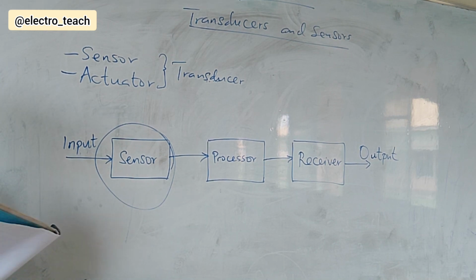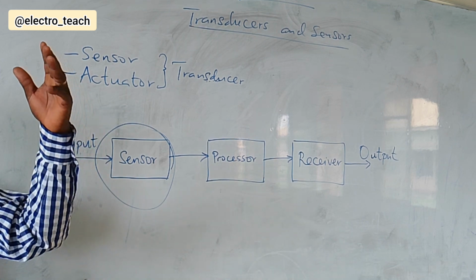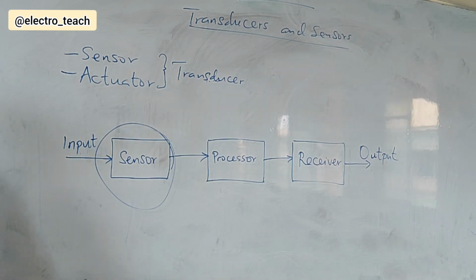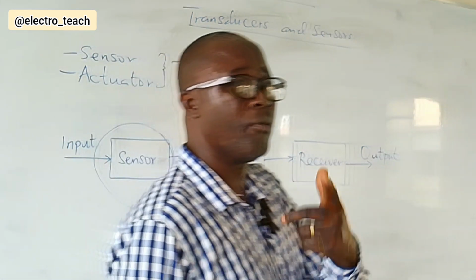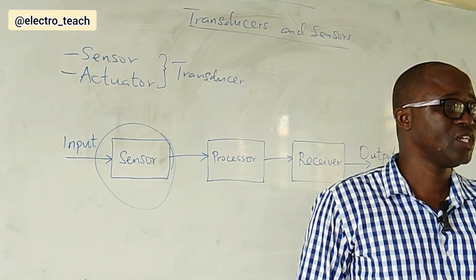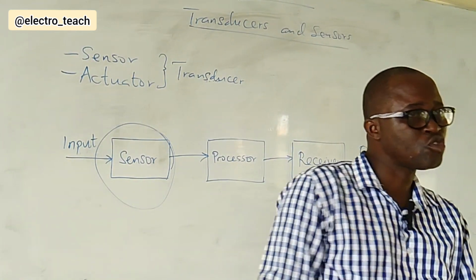Maybe you are talking about a diaphragm. What does it do? Converts displacement pressure into electrical signal. It's a transducer. Somebody said Bourdon tube? It's a transducer. All of them convert energy from one form to another.